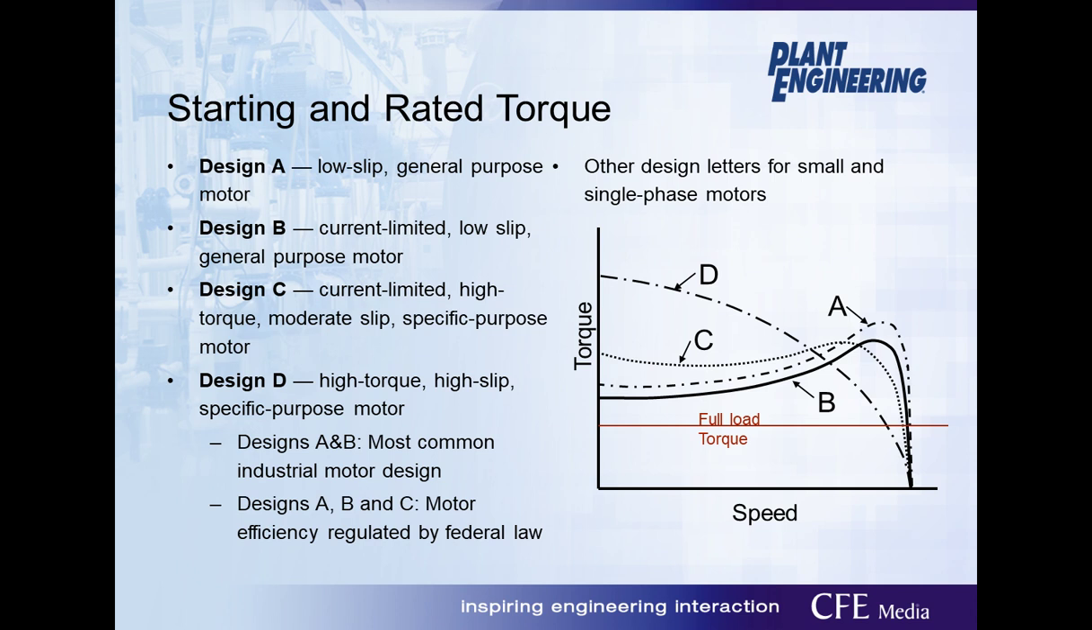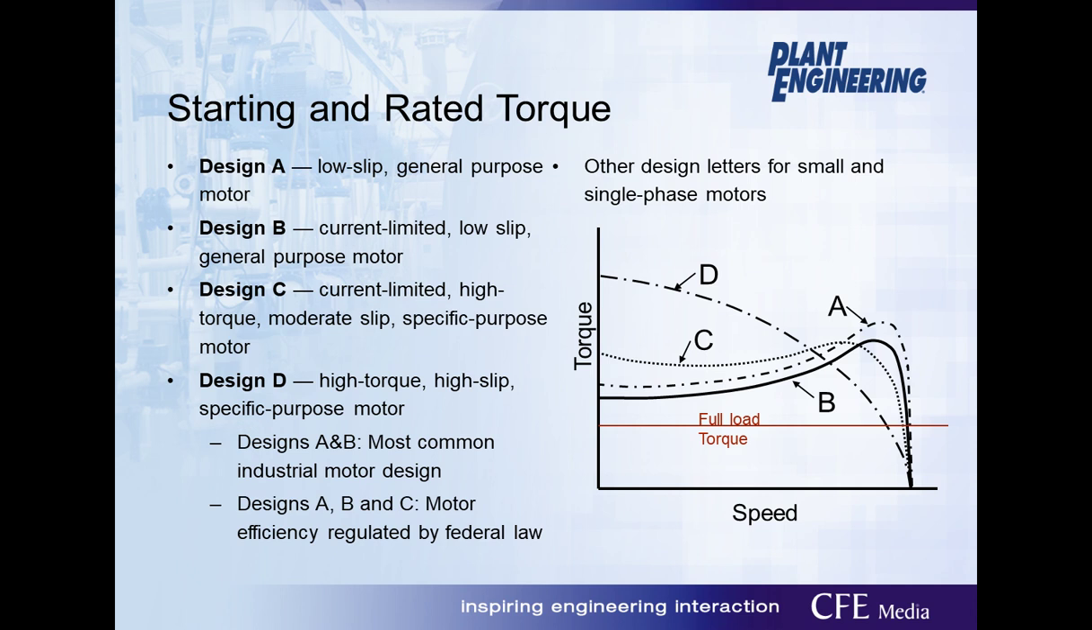NEMA Design B and the equivalent IEC Design N are the most used motors in the industry and are commonly thought of as current limited, low slip, general purpose motors, as it states on the slide. NEMA Design A is similar to NEMA Design B, but NEMA Design A has no starting or locked rotor current limitation. NEMA Design C and equivalently IEC Design H motors are considered moderate slip, high torque machines with current limitations. And then, of course, NEMA Design D motors, similar to NEMA Design C, but with no starting current limitation.